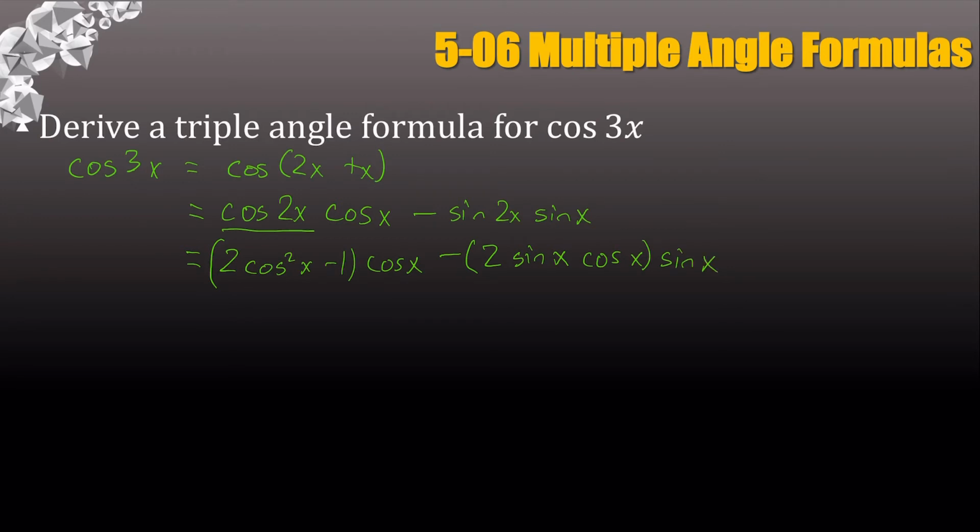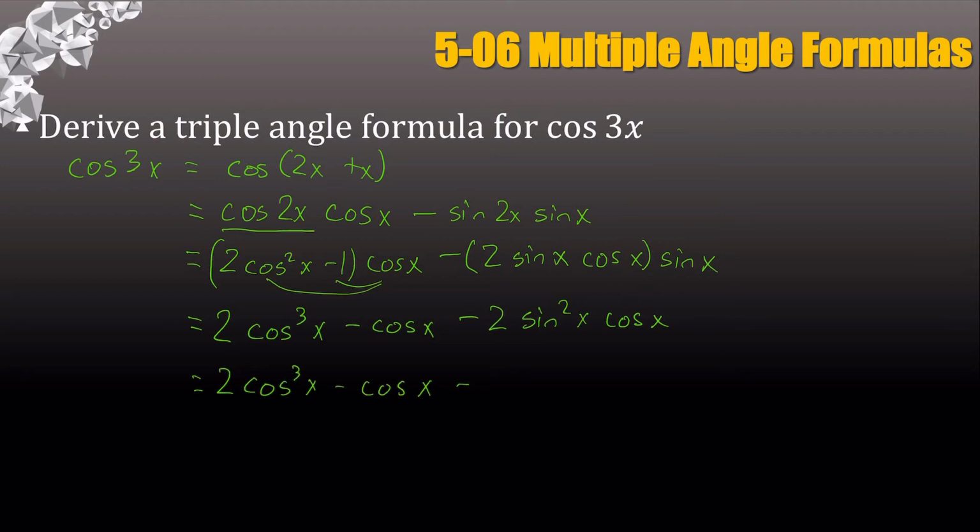If we multiply, on this side we'll have to distribute. So that would be 2 cosine cubed minus cosine. Over here, there's no adding, so there's no distributing, so it's just simply minus 2 sine squared times cosine. Oh, but wait, if sine squared plus cosine squared equals 1, then that means sine squared must be 1 minus cosine squared.